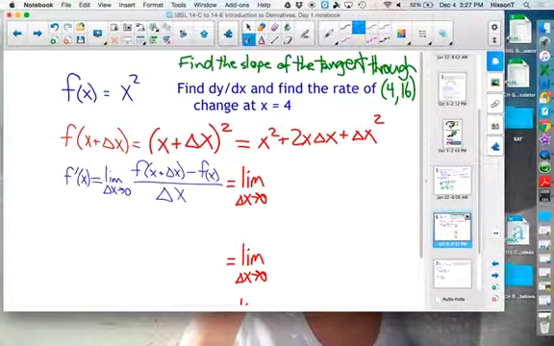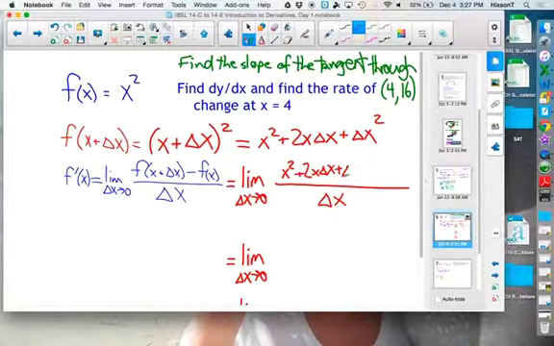So now we're going to use the definition of our limit. Now we just plug it all in. So here's the f of x plus delta x: x squared plus 2x delta x plus delta x squared, minus f of x. f of x is x squared. And look, just like we wanted, the only two things that don't have delta x's in our numerator are the x squared and the minus x squared, and those cancel out to 0.